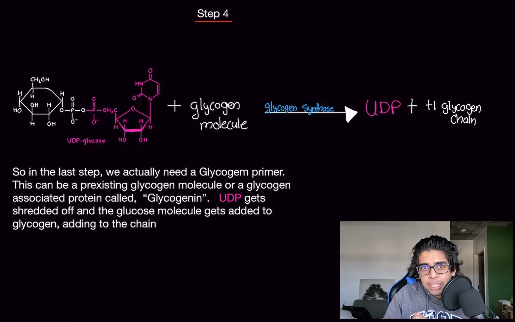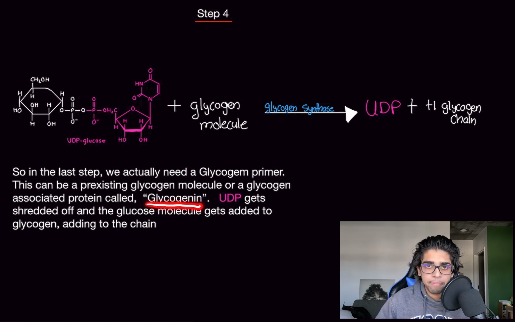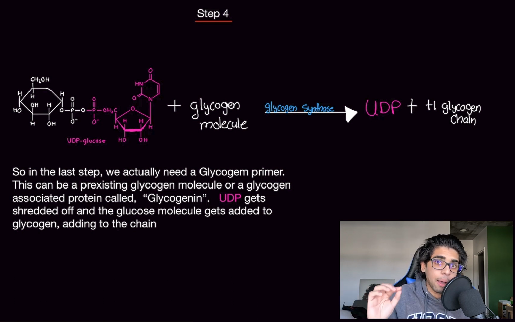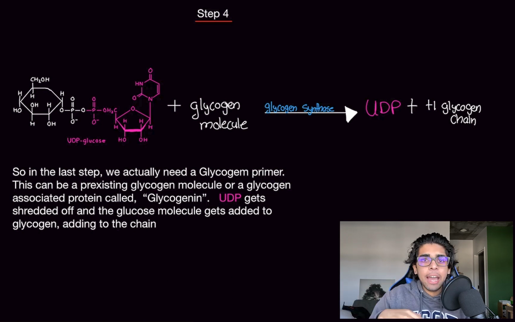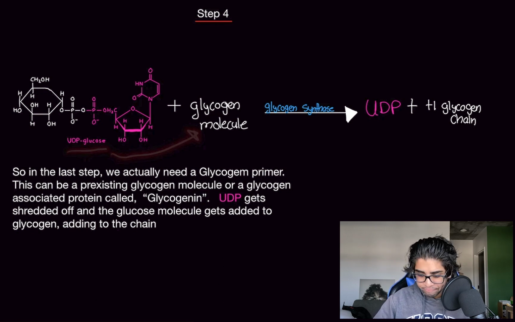The primer can exist as a glycogen molecule that already exists, or glycogenin, which is a protein. All you really need to know here is that to make glycogen, you need glycogen to exist in the first place. I know it's a little complicated, but we always have some glycogen present in our liver or skeletal muscle. There's always some. So to actually add on to it, we need it to exist, right? We need UDP glucose to exist with the glycogen molecule, a primer.